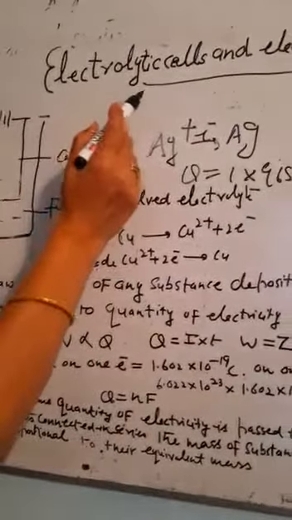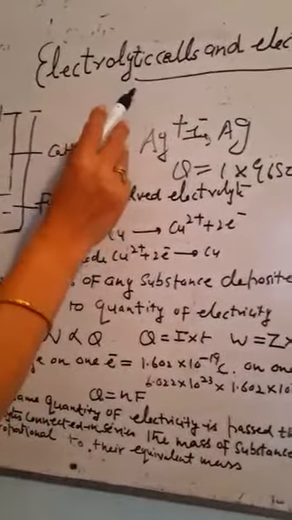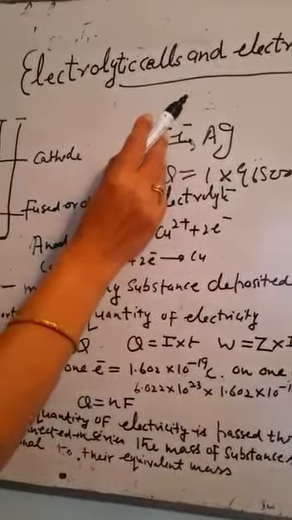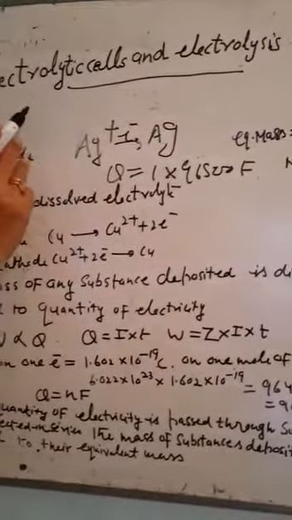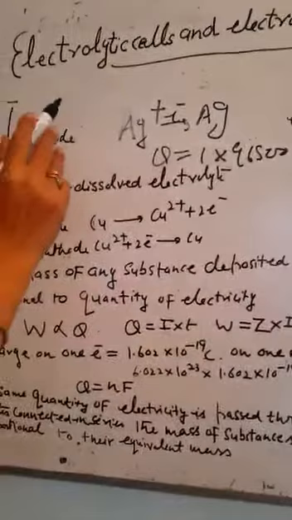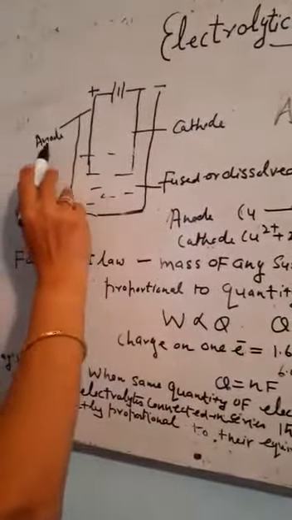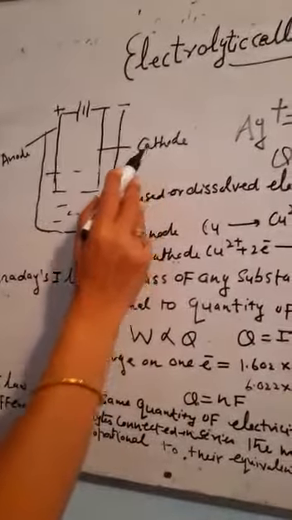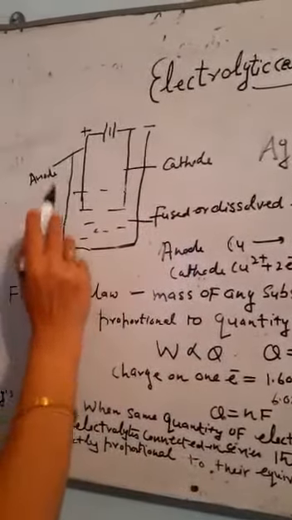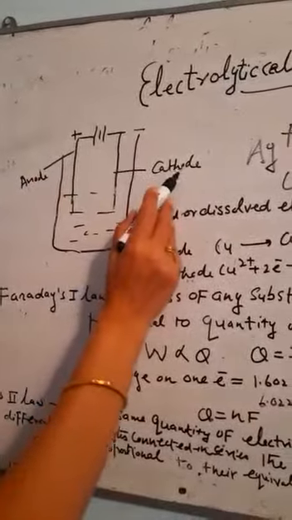Good morning. Today I am going to tell you about electrolytic cell and electrolysis. You have already studied about the electrochemical cells. In the electrochemical cells, anode is always negative and cathode is positive. But in the electrolytic cell, anode is positive and cathode is negative.